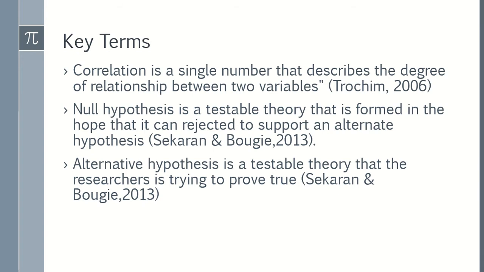Now, in terms of the key terms, what is a correlation? According to William Chongqing, in his article written in 2006, a correlation is a single number that describes the degree of relationship between two variables. According to our textbook, a null hypothesis is a testable theory that is formed in the hope that it can be rejected to support an alternate hypothesis. On the other hand, the alternative hypothesis is a testable theory that the researcher is trying to prove true.